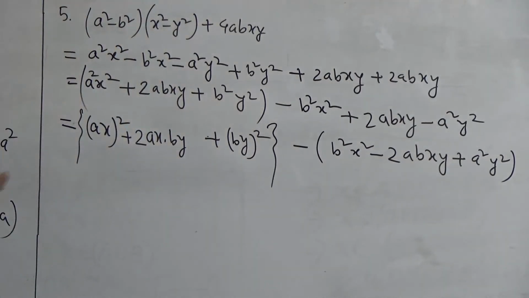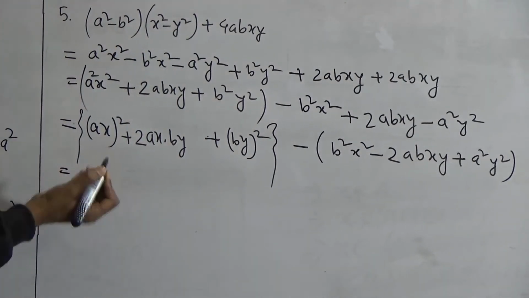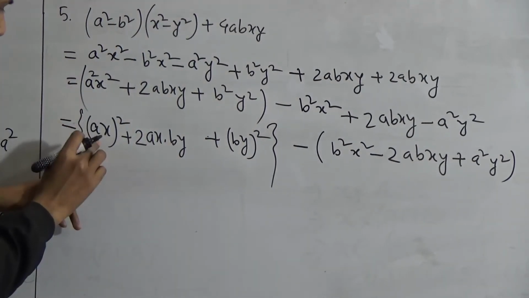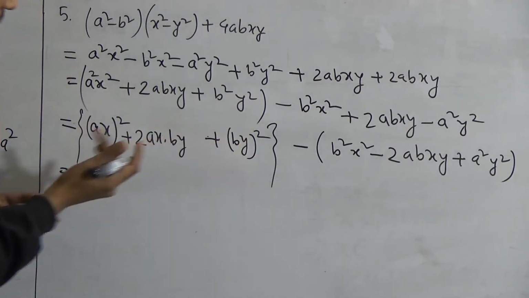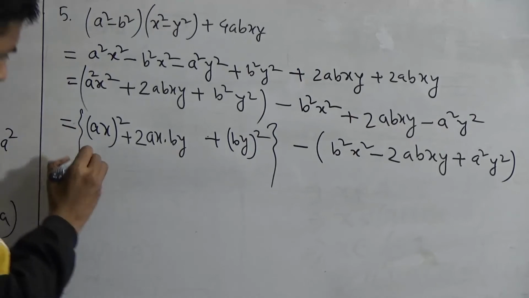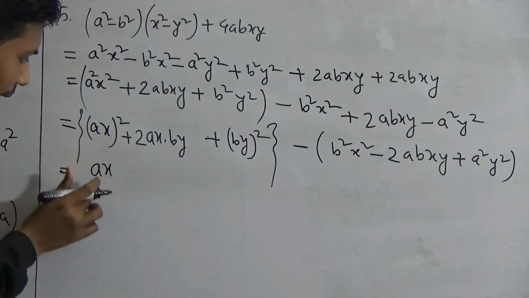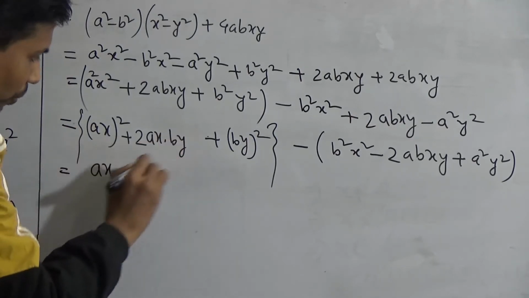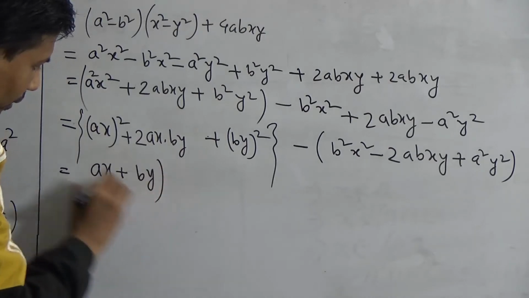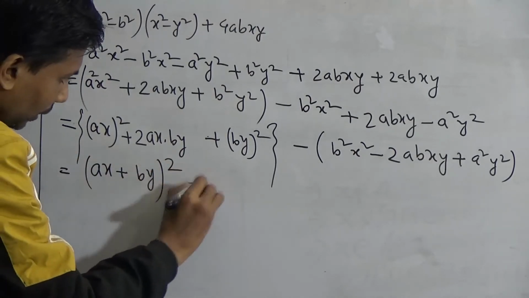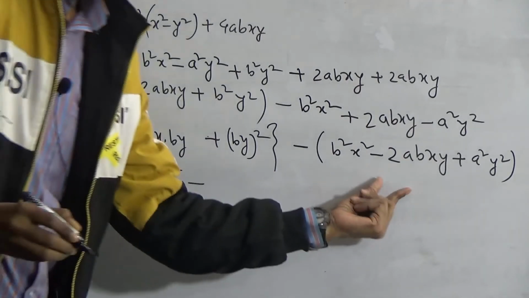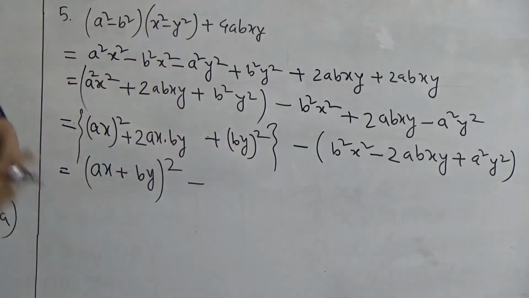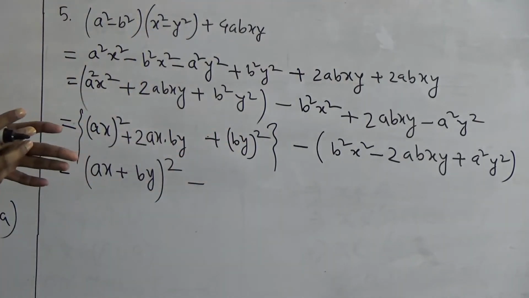Okay. Now you see, you have to arrange this formula this way: a square plus twice ab plus b square equal to what? A plus b whole square. That means ax plus by whole square. Okay. Now you have to write this expression as a product, as a minus b whole square or a plus b whole square. Okay, this form.